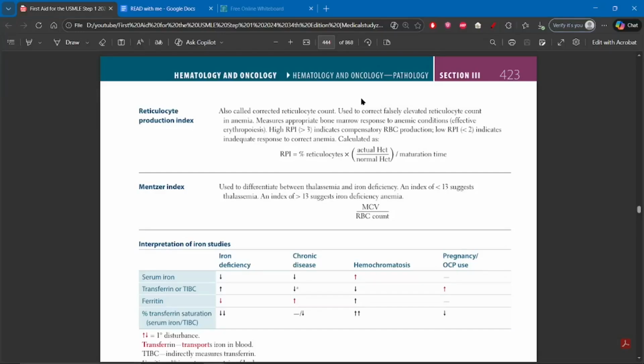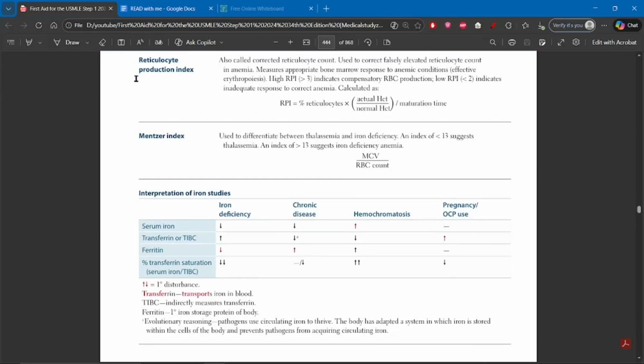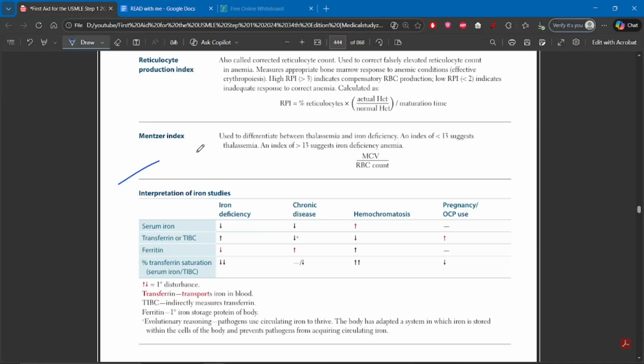Okay, so today we're going to continue our discussion in the hematology section of First Aid that we are currently doing. Specifically today we're going to find out how we can understand iron studies. So what is the interpretation of iron studies? Basically, this table that is given in First Aid. What is the importance of this table? What is the importance of this topic? This is what we need to understand.